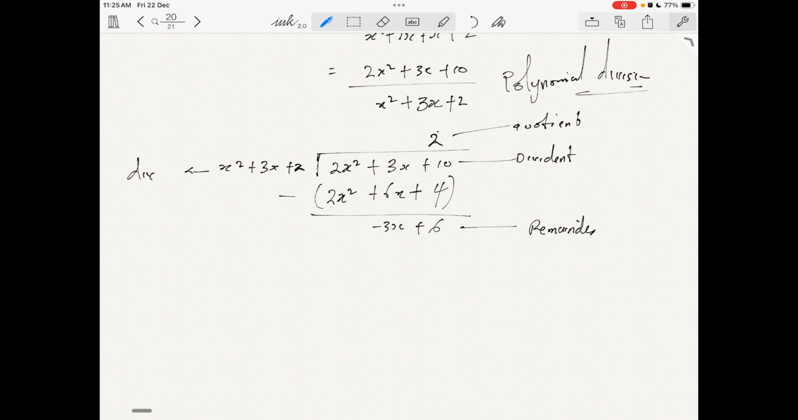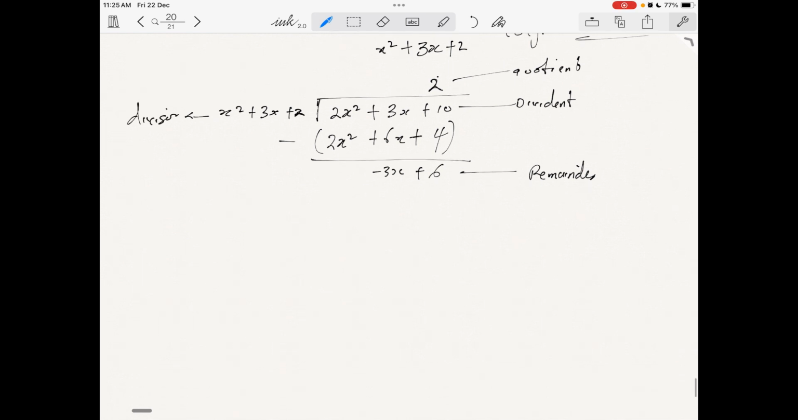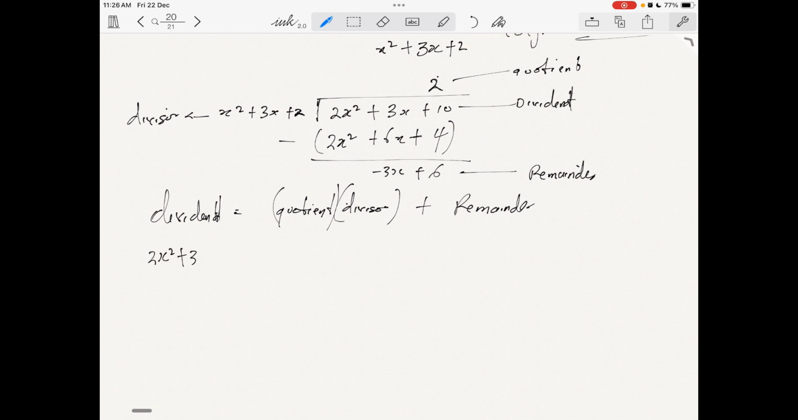Now remember how we used to write back then in polynomial division: dividend is equal to quotient multiplied by divisor, plus remainder. So now our dividend, which is 2x squared plus 3x plus 10, equals our quotient 2, multiplied by our divisor x squared plus 3x plus 2, plus our remainder, which is minus 3x plus 6.